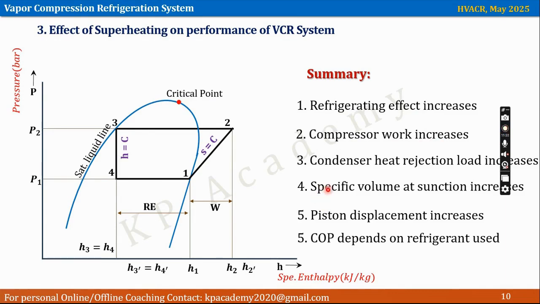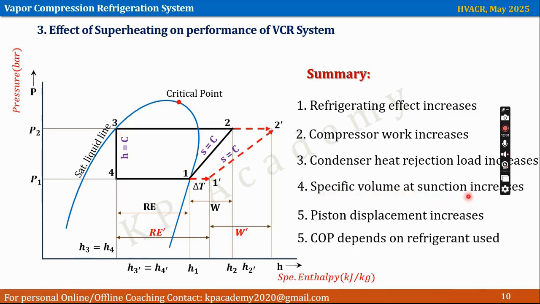Okay. Next is condenser heat rejection load increases. Condenser heat rejection load increases means what? The condenser has to work harder to reject the heat to the surrounding. Earlier the condenser had to reject heat from 2 to 3, but now it has to reject heat from 2 dash to 3. That's why the condenser heat rejection load increases.